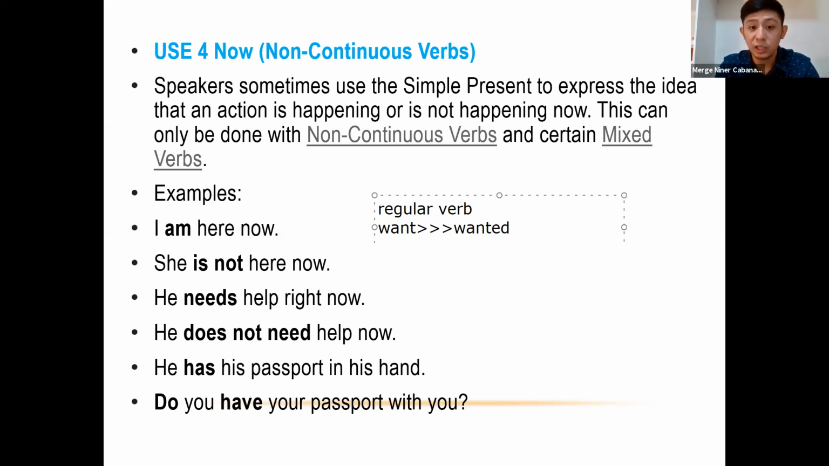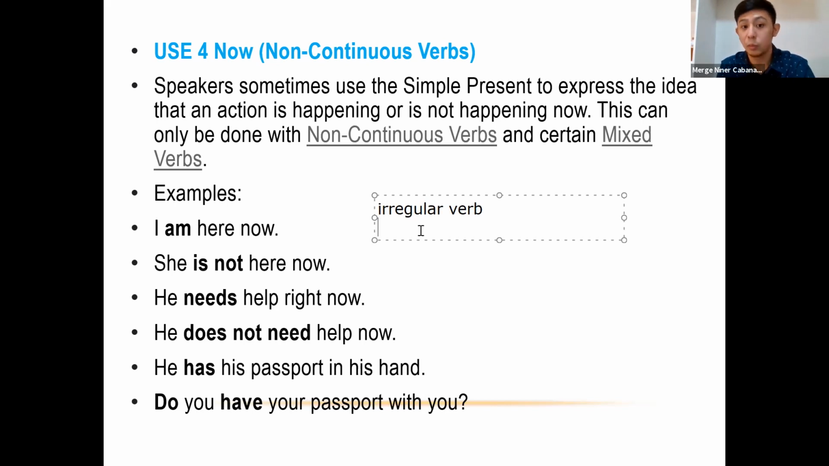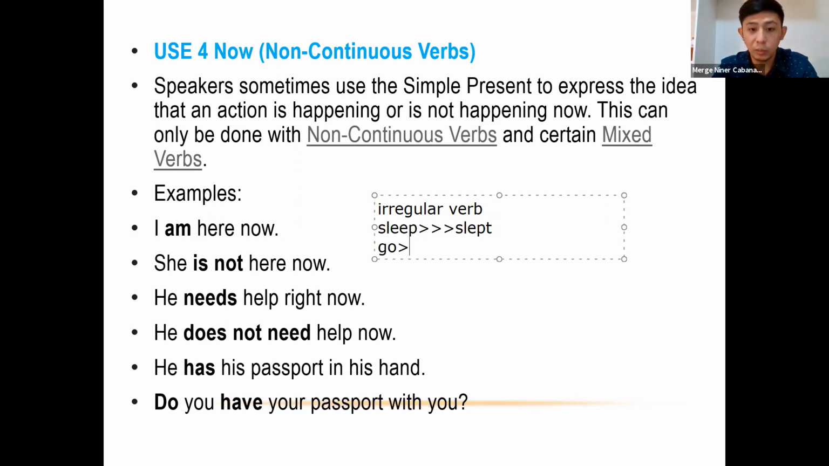Now, it changes radically if it becomes an irregular verb. We will now change the form from, let's say, sleep into slept, or go, it will become went. So you see, it is now a completely different word. We changed the whole word entirely. That is the irregular verb. But we also have this non-continuous verb. We also have the mixed verb. We also have the connecting verb. We also have the possessive verb. Okay, so there are so many types of verb. We have modal verbs. We have the conditionals.